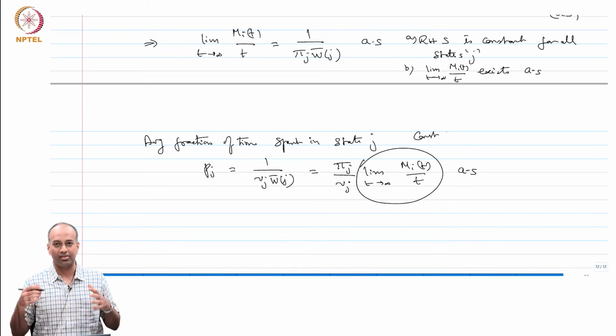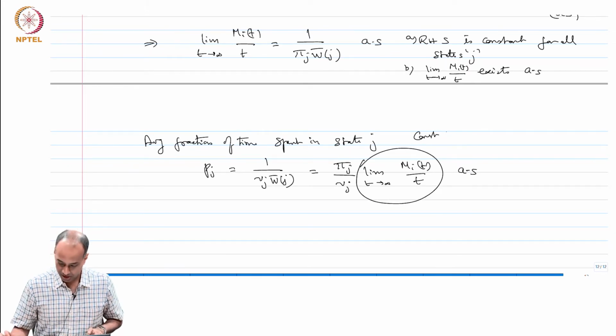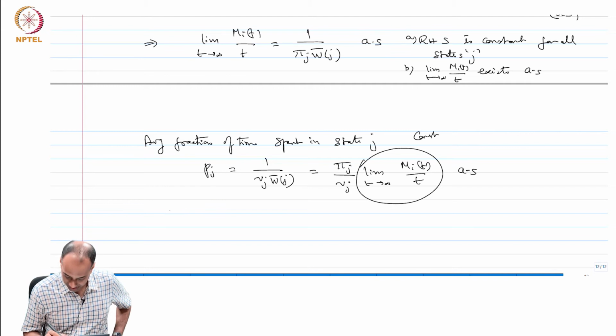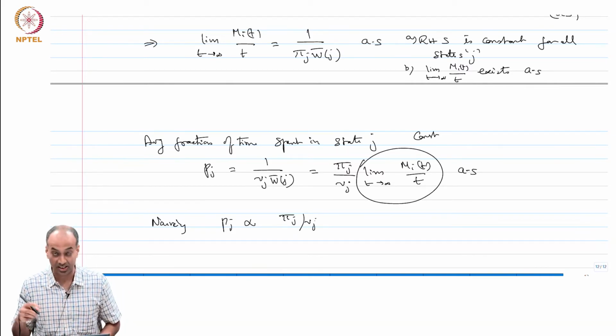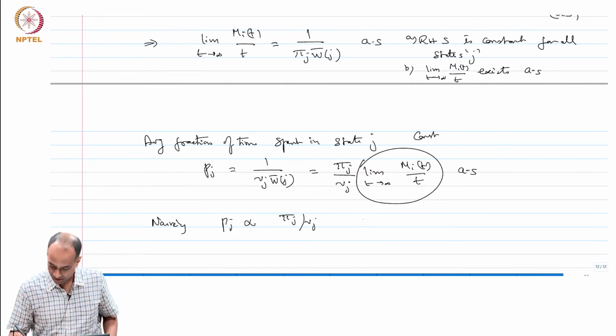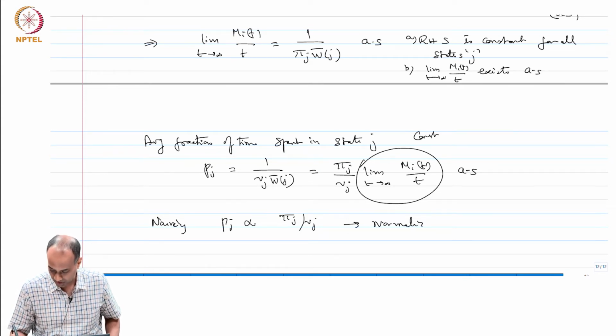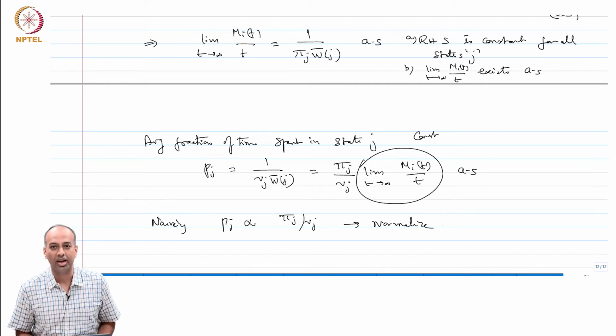Now, if you were to think about it naively, you would say that Pj is proportional to pi j over nu j, and there is a constant in front, which is that limit. So, if you were to normalize, Pj is the fraction of time spent in some state j, and the CTMC has to be in some state or the other.